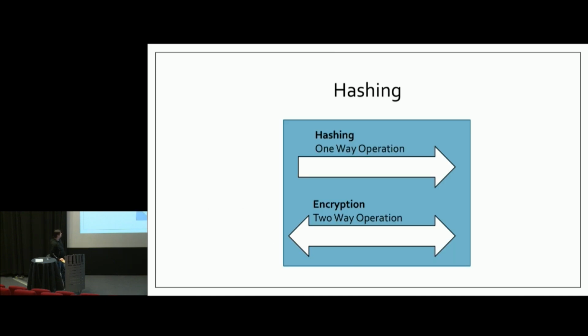Now hashing is a one-way operation, and I've compared it to encryption on there, which is a two-way operation. So with encryption, you use a key to encrypt and decrypt your data, so you go both ways. But in hashing, you only go one way, or you should only be able to go one way. So there's various different hashing algorithms available to us in the .NET framework.